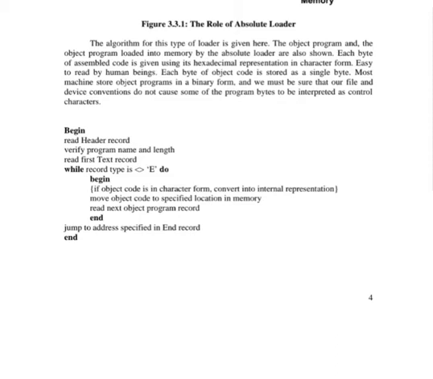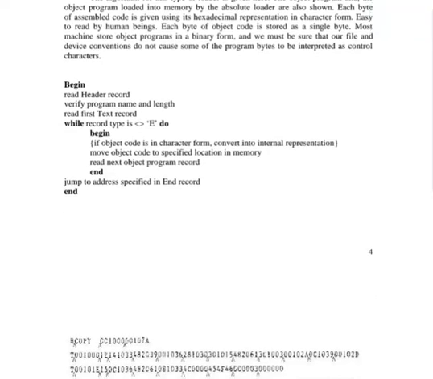Each byte of the assembled code is given using its hexadecimal representation in character form. This is easy for human beings to read. Each byte of the object code is stored as a single byte. Most machines store object programs in a binary form, and we must be sure that our file and device conversions do not cause some of the program bytes to be interpreted as control characters.